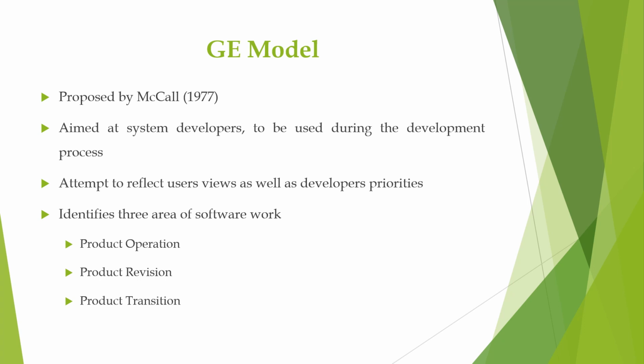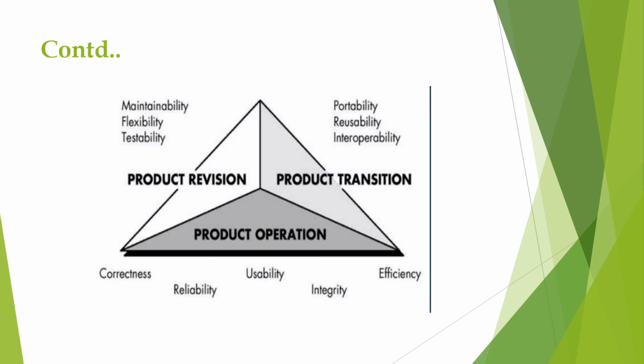The model identifies three areas of the software work. The first is product operation, then product revision, and product transition. Diagrammatically, we can represent the GE model based on this diagram. So the first is product revision, product transition, and another is product operations.